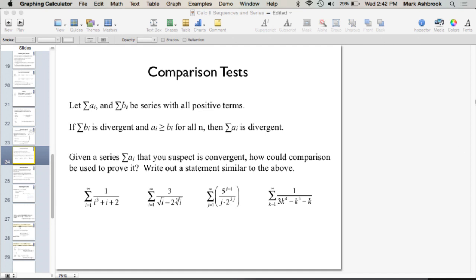If you need to work with someone else, work with someone else. But we're going to try to write that ourselves, right? You're going to write something similar to this that would use comparison to prove that a series converges.